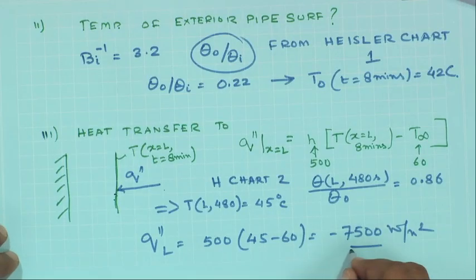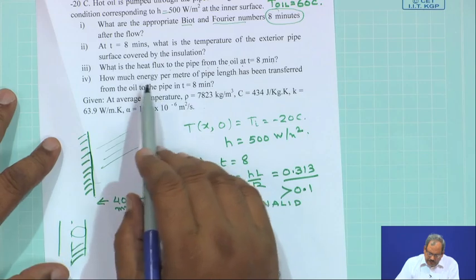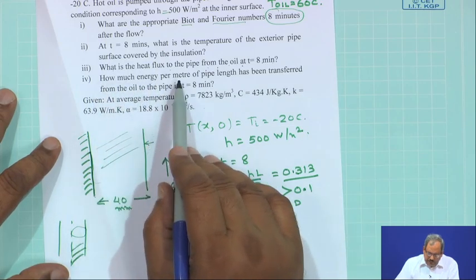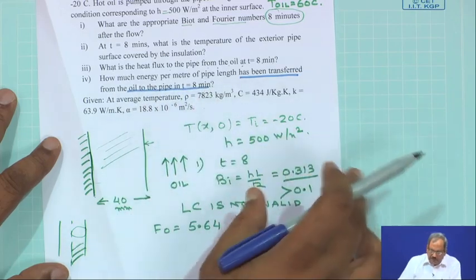But in order to use Heisler chart 2, you should first calculate from Heisler chart 1 the centerline temperature, because the temperature at any point in the solid is non-dimensionalized by theta naught, which is based on the centerline temperature. So, when you do that, you are going to see that this value of Q double prime would come out to be 7500. And the last part is how much energy has been transferred from the oil to the pipe in 8 minutes.